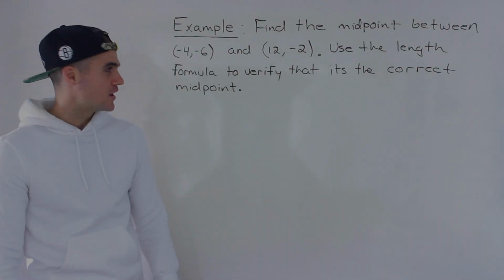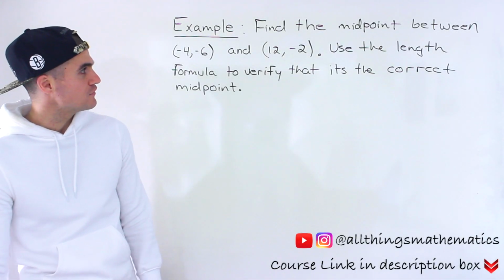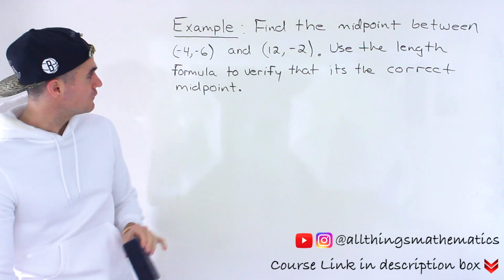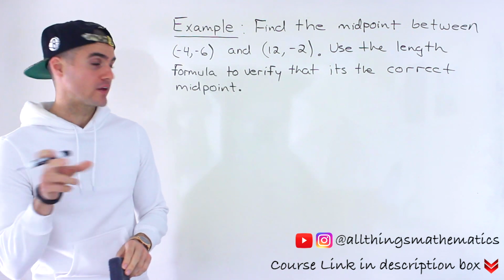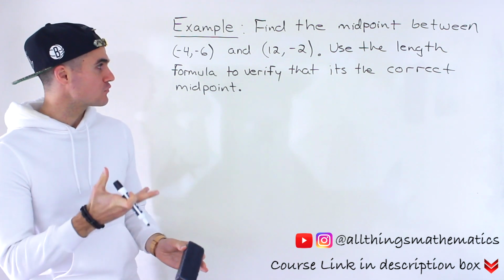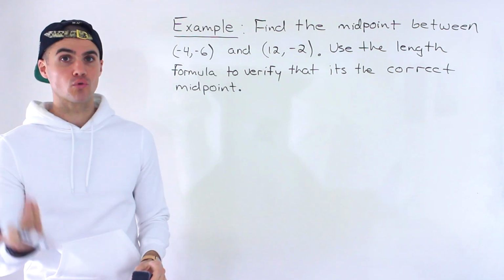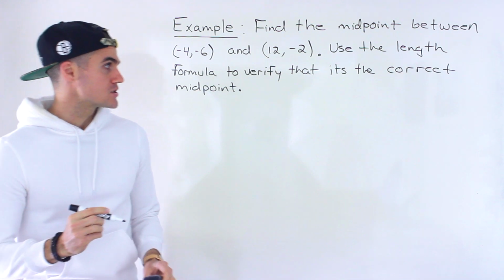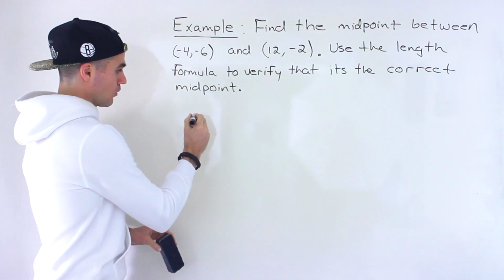Welcome back, everyone. Moving on to the next problem. We have to find the midpoint between (-4, -6) and (12, -2). And then once we have that midpoint, we have to use the length formula to verify that it's the correct midpoint. So just to give a quick overview of what we're going to do.